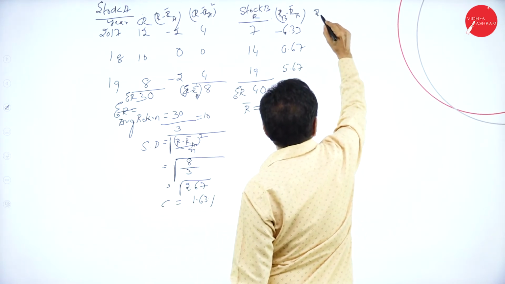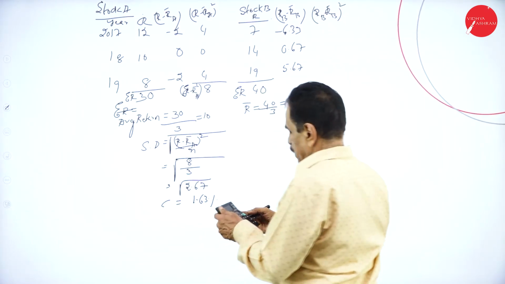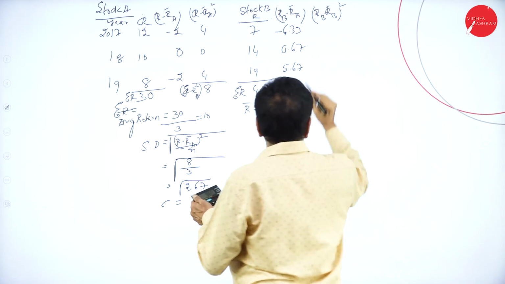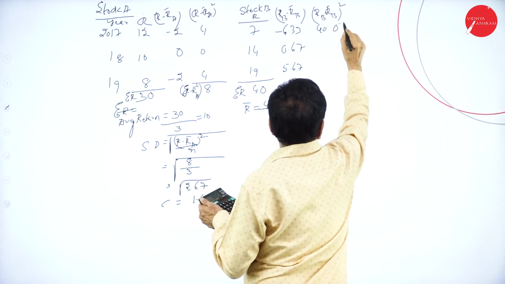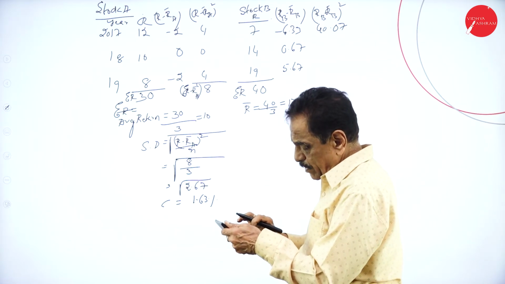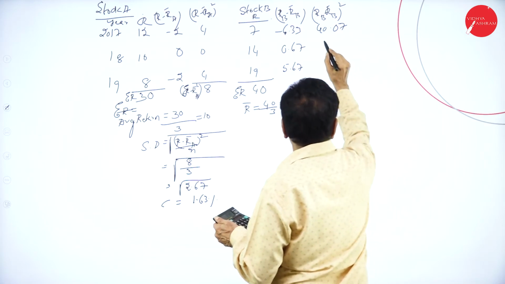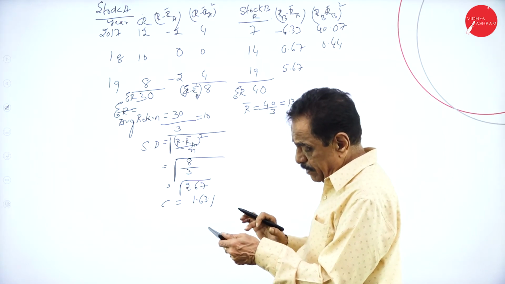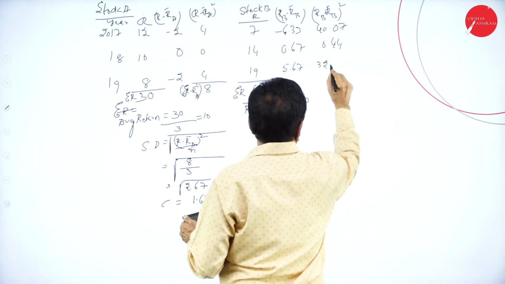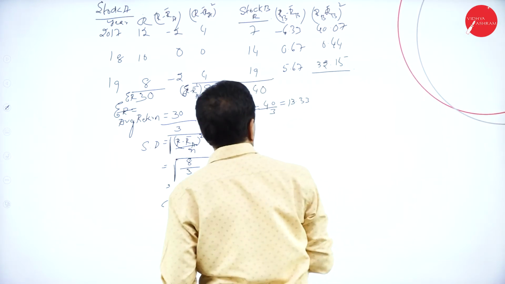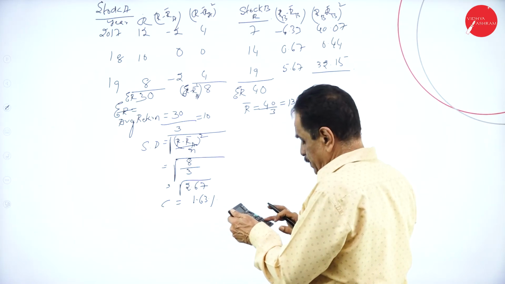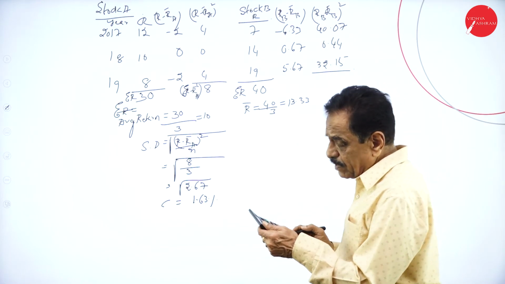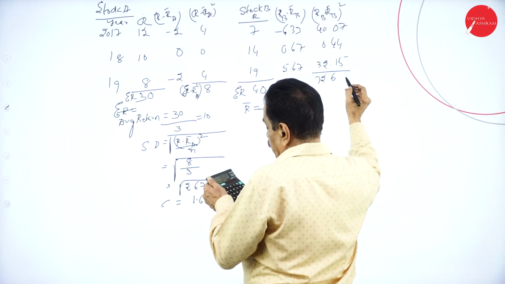Square of this, R minus R mean B whole square. 6.33 into 6.33, 40.06, 40.07. 0.67 into 0.67, 0.44. Then 5.67 into 5.67, 32.1, 32.14. Add the figures: 32.14 plus 0.44 plus 40.07, 72.6589.